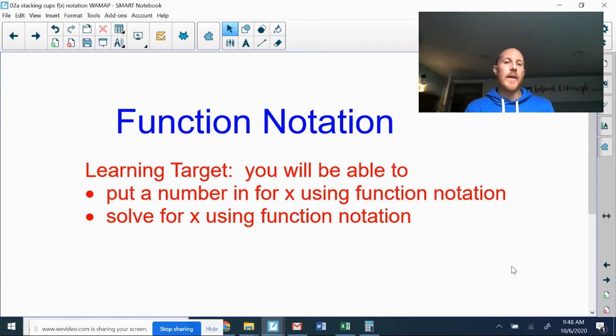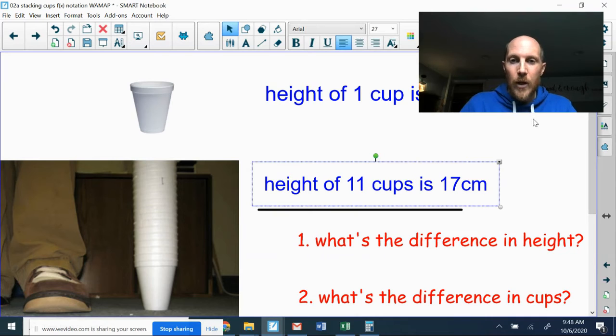Okay, so we're going to use that guess to kind of point us off in this direction. So we're going to learn about function notation today. Two parts of the learning target. You'll be able to put a number in for x using function notation. You'll be able to solve to find x using function notation. We don't even know what function notation is yet, but anyway, that's where we're going. So we're going to use these cups to get there.